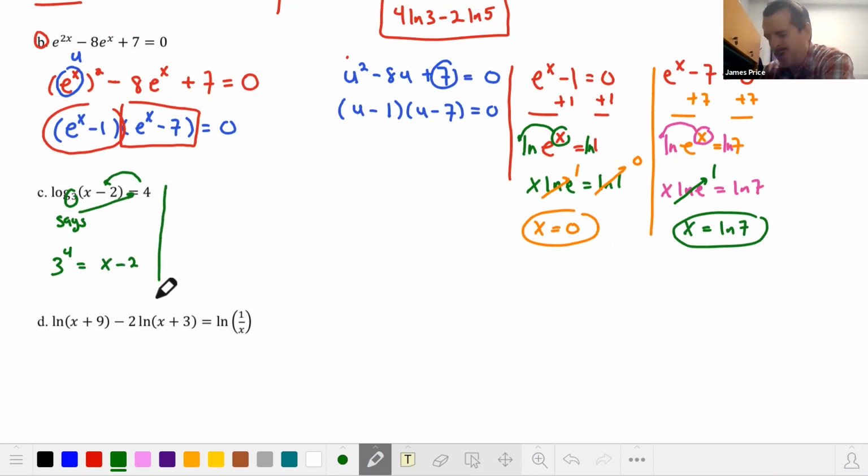And then 3 to the 4, that's 3 times 3 is 9, times 3 is 27, times 3 is 81. So we get 81 equal to x minus 2. And this is a linear equation. So now we just add 2 to both sides and we get our answer. So 83 is equal to our x.